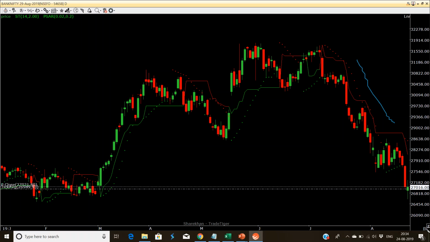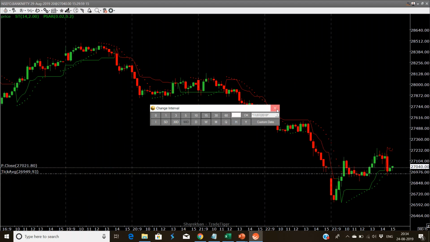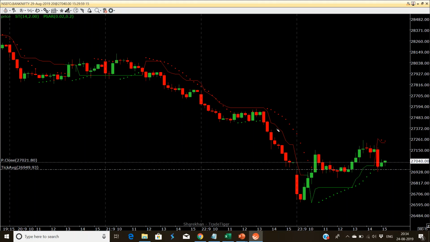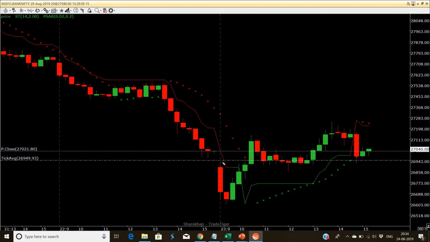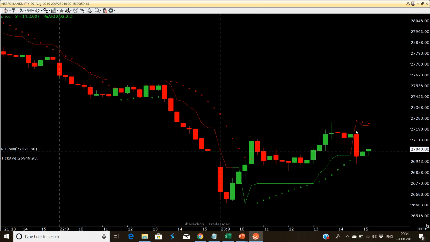So the daily time frame is bearish, and now come to the medium time frame, which is your 15-minute time frame, and look at the first 15 minutes of the market. What is it doing? The first 15 minutes were bearish, and then the trend changed in the 15-minute chart and it went bullish. Then you had your trailing stop loss on, and you were able to trail it till here.